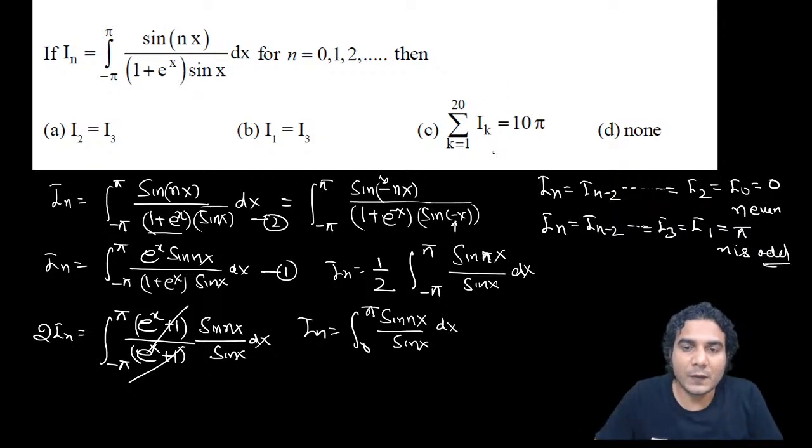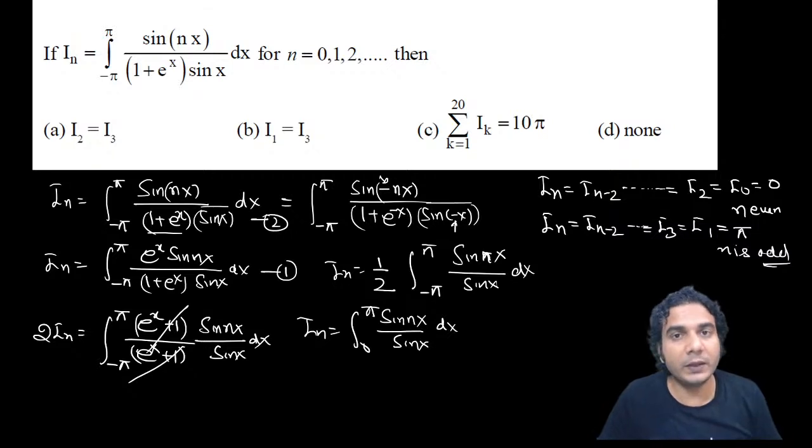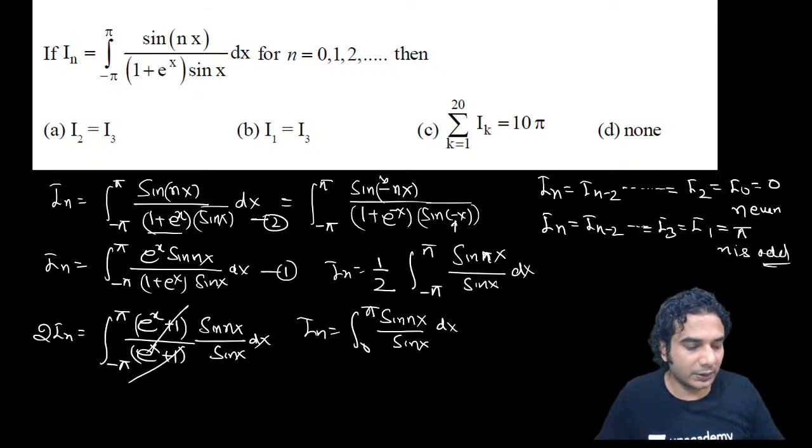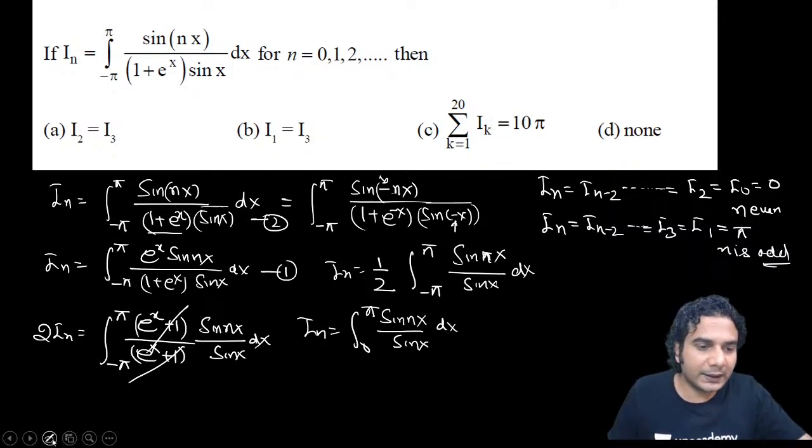So 1 to 20, if you want to add, then sigma from 1 to 20, then I1, I3, I5, I7, these values will be equal to pi. So 10 values will be odd and 10 will be even. So even values will be 0 and odd values will be equal to pi. Each value of k when k is odd, Ik will be pi. So yes, it is 10 pi. So C is the correct answer.